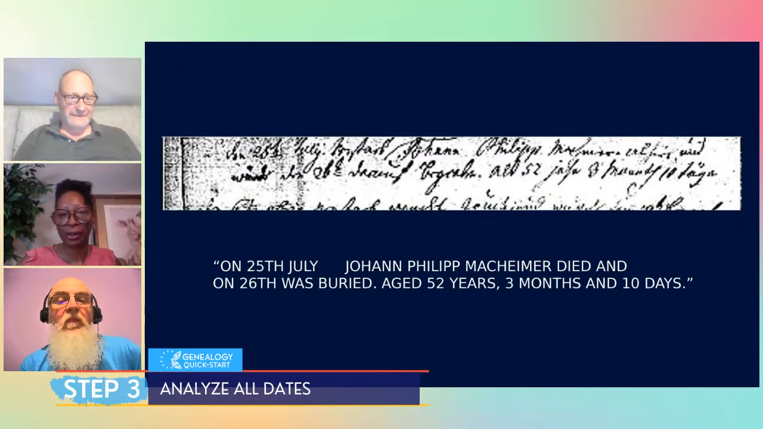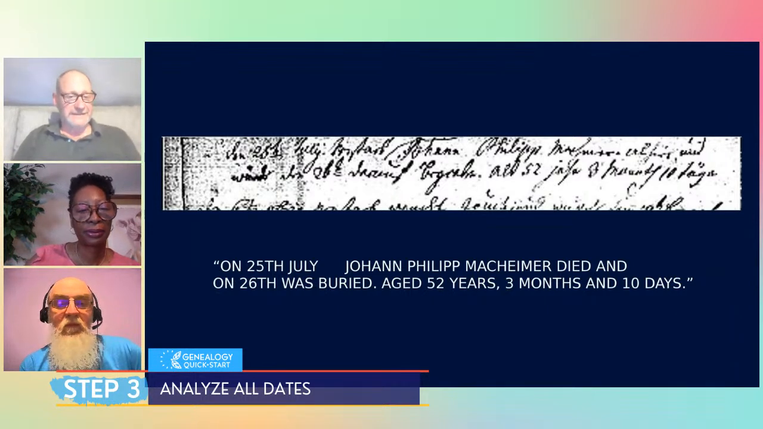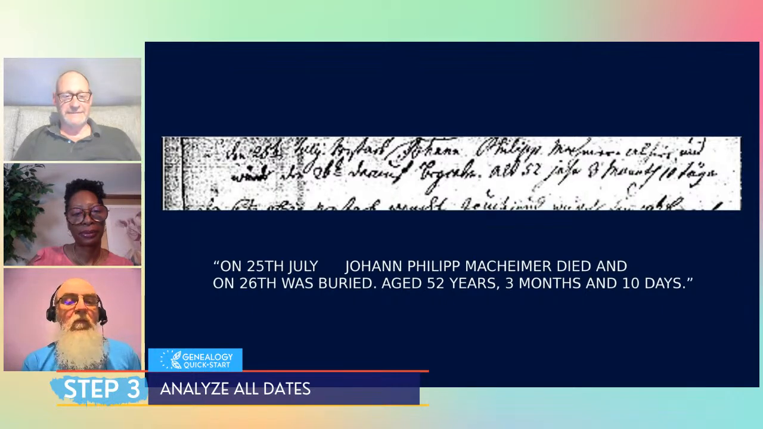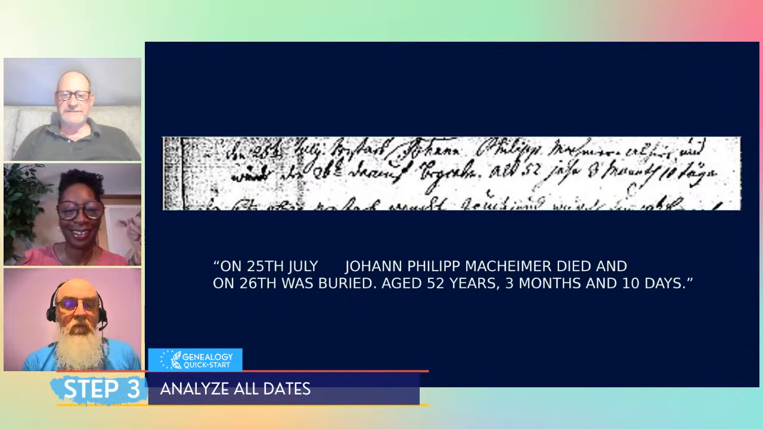This is another burial record. This is of a direct line ancestor of mine, and it says that he died on the 25th of July. His name was Johann Philipp Machmer. And then he was buried the next day on the 26th at the age of 52 years, 3 months, and 10 days. Wow, they didn't take the time. No, they often did. This was in the 1700s.